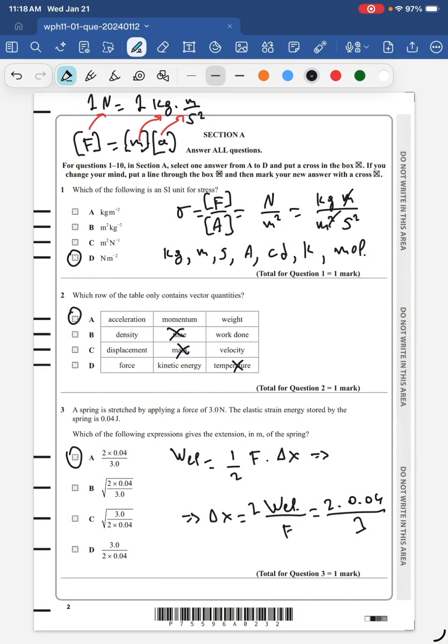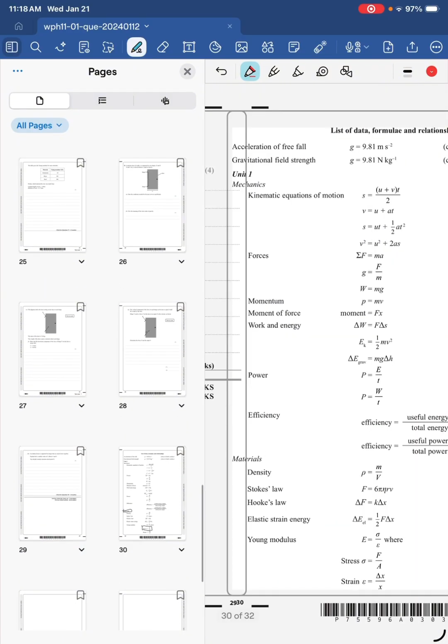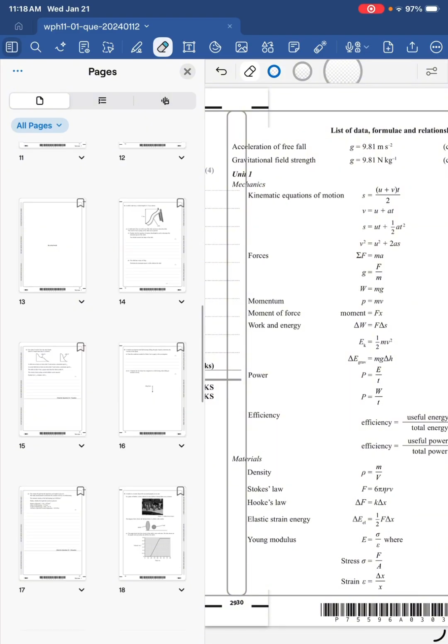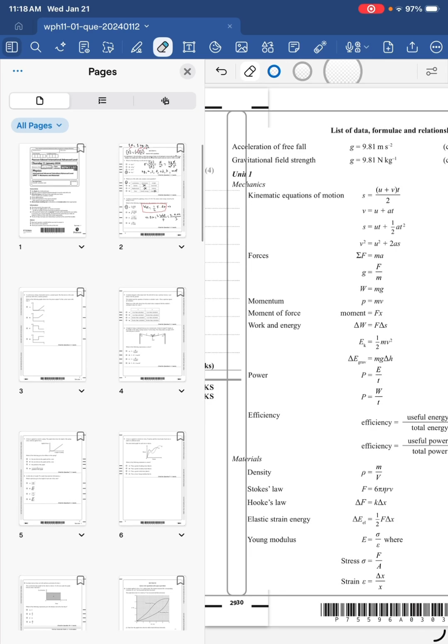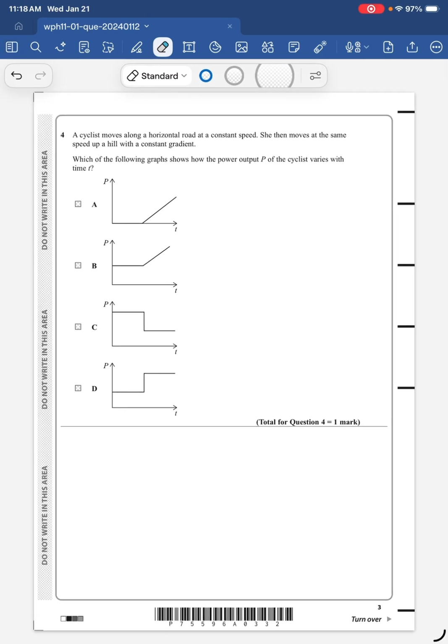Okay, and I think they give you this formula for the energy in the back of the paper. Let's go check. Yes, they do, this one. Okay, actually let me erase this. Okay. Okay, so let's go back to section A. I'm sorry for moving too slow.